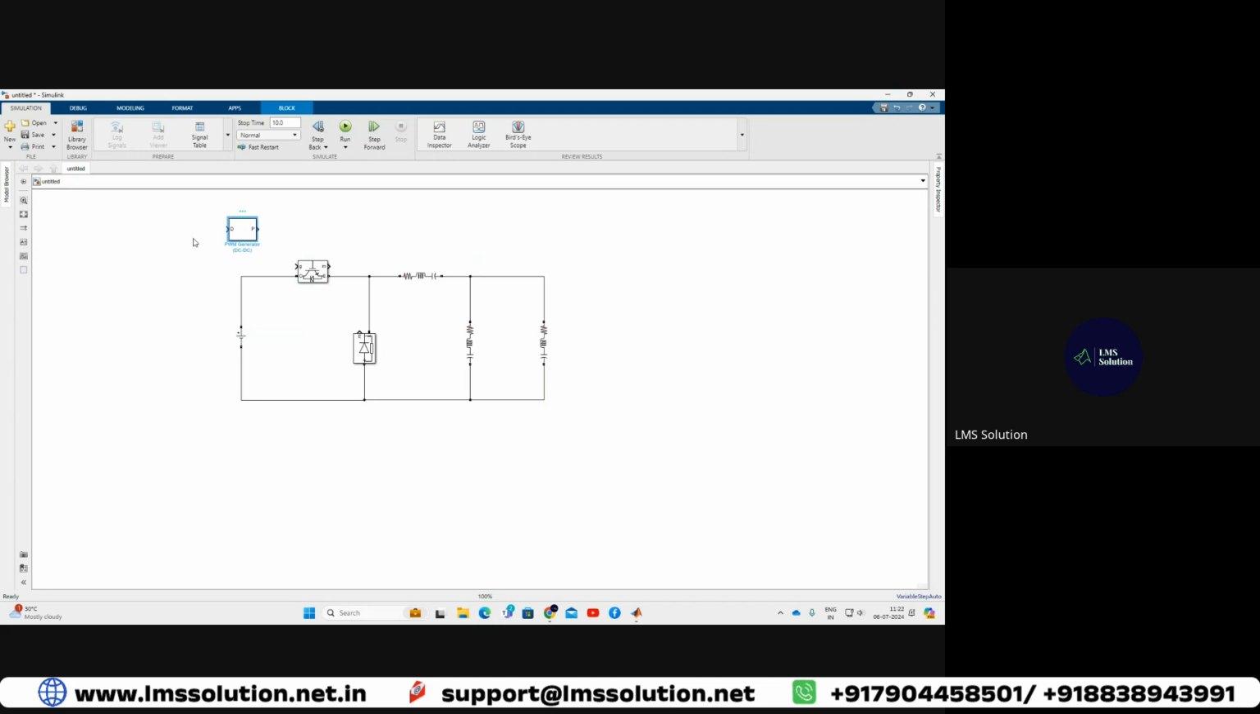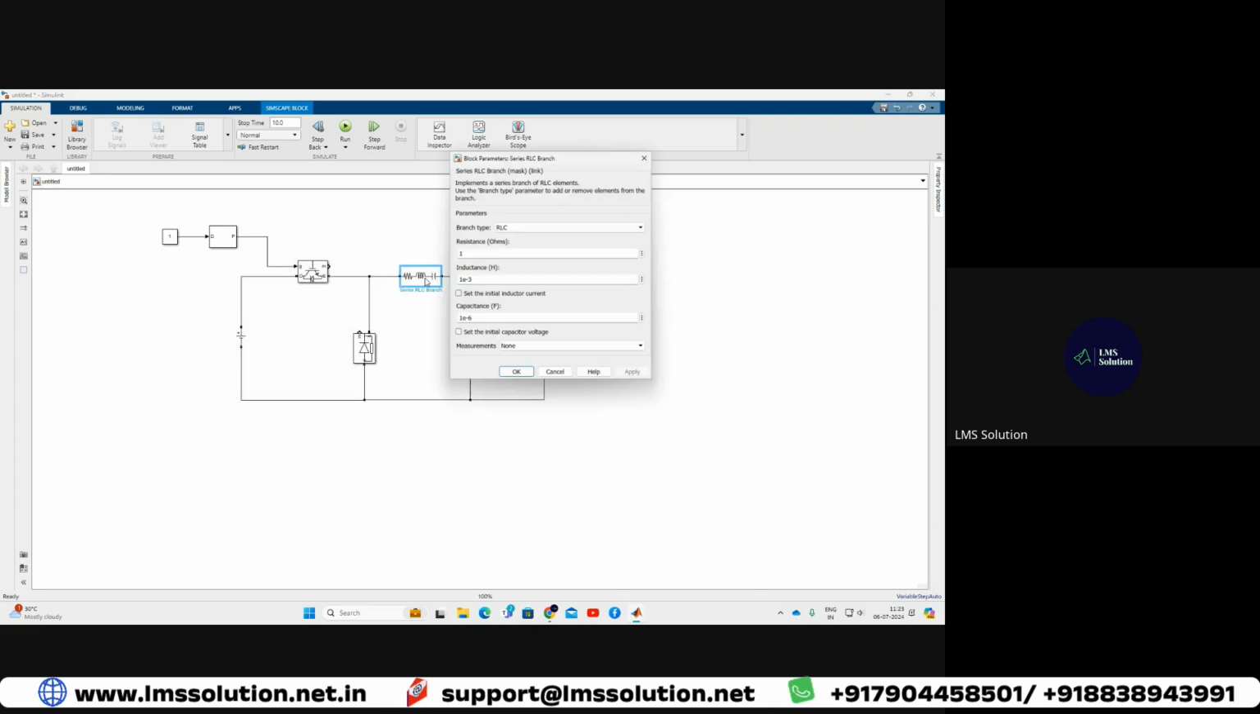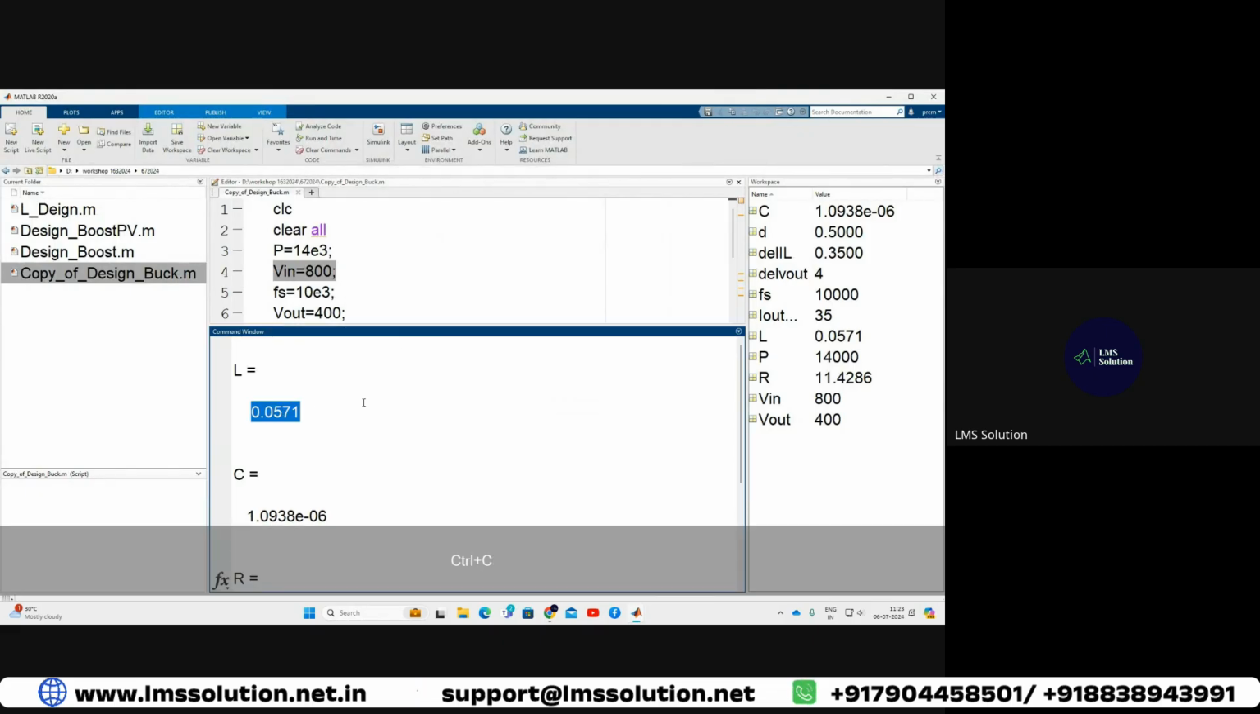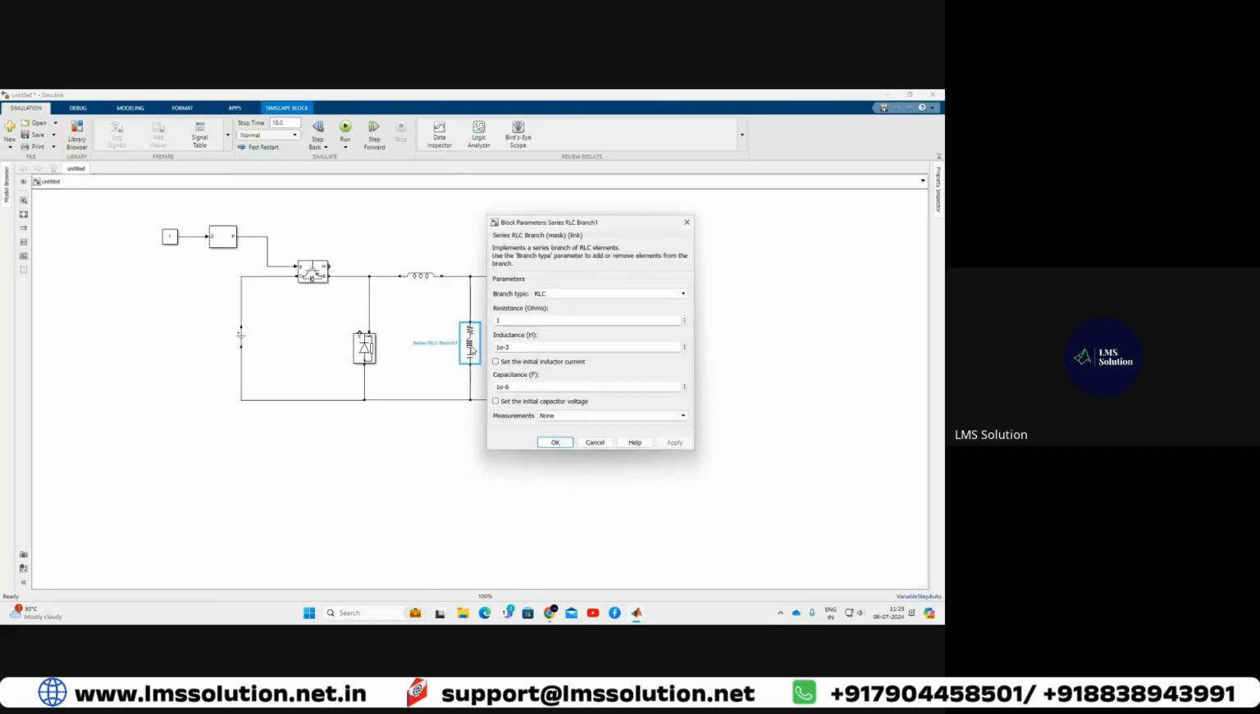The input will be the duty cycle. You just use a constant, because we are doing only open loop now. Take a constant and connect it here. Next, you have to fix the value for the input voltage. The voltage will be 800, and then you fix the value for the inductor. The inductor value is 0.0571.